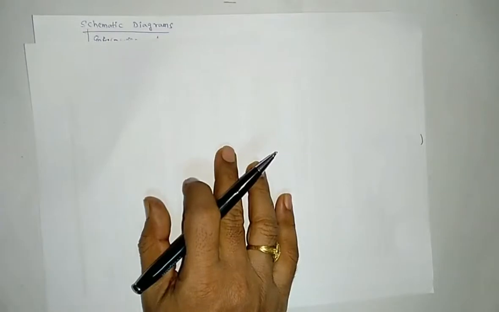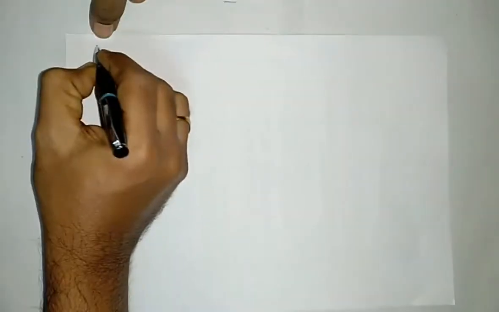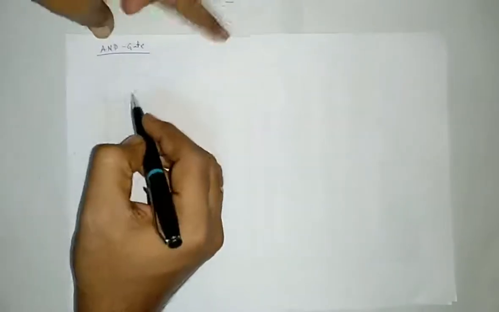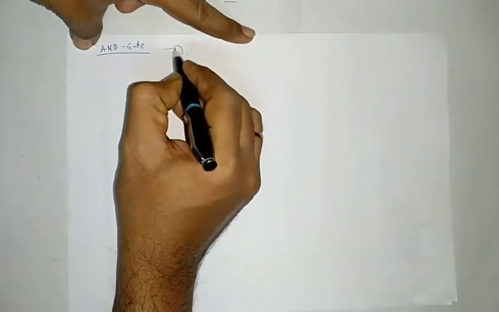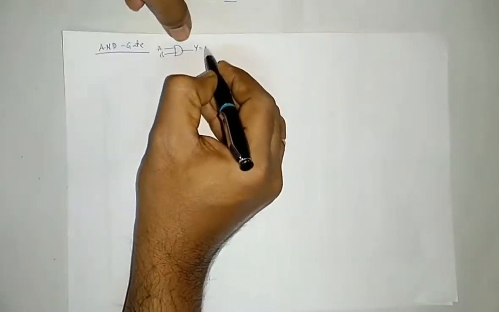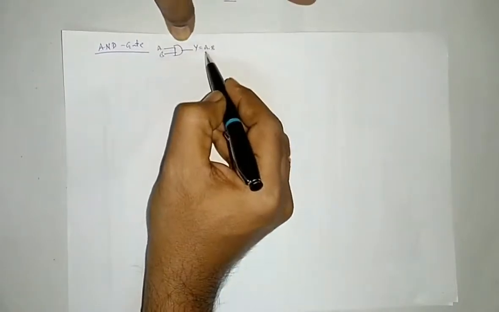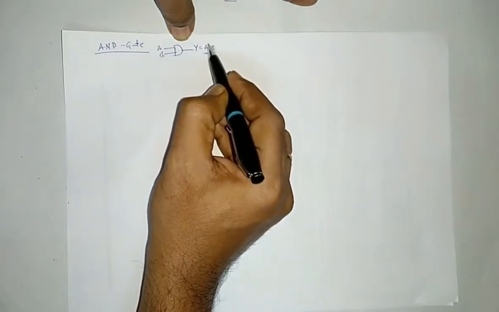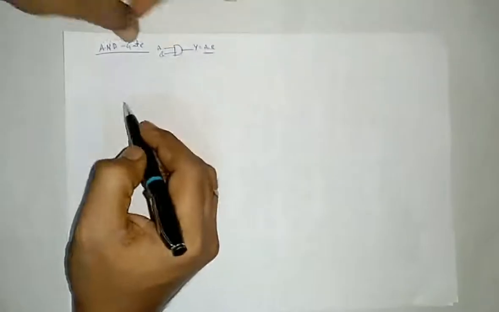Now we will go to draw the schematic of the AND gate. The AND gate has two inputs A, B, and one output, that is Y equals A and B. Now if you observe here, this is an uncomplemented output logic. This A and B doesn't have any complement. So in this case you should use an inverter at the output stage.